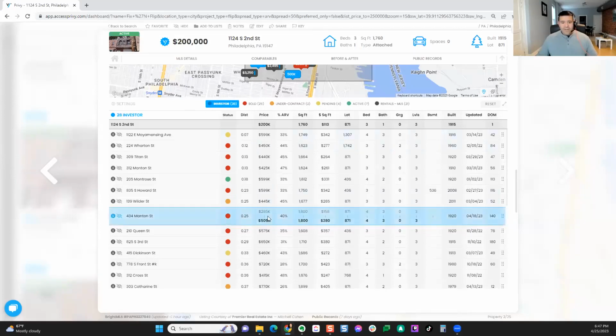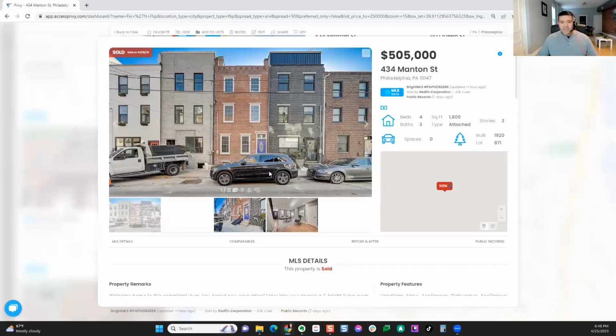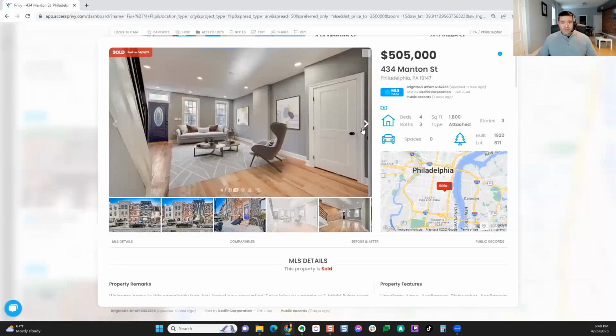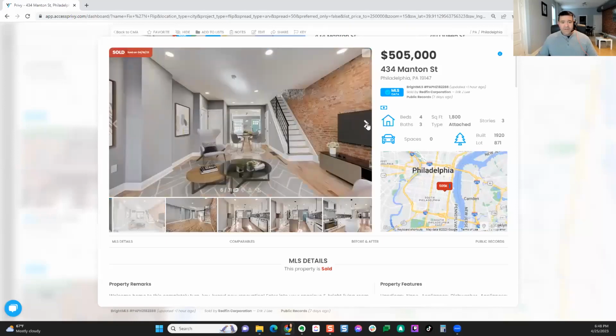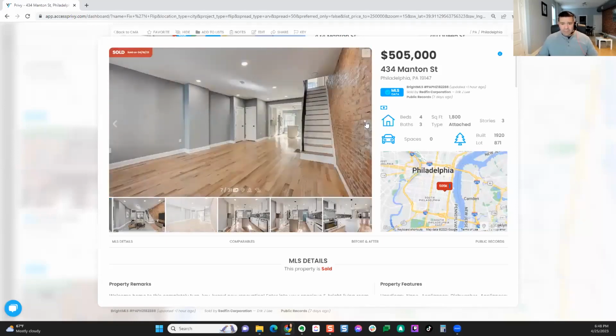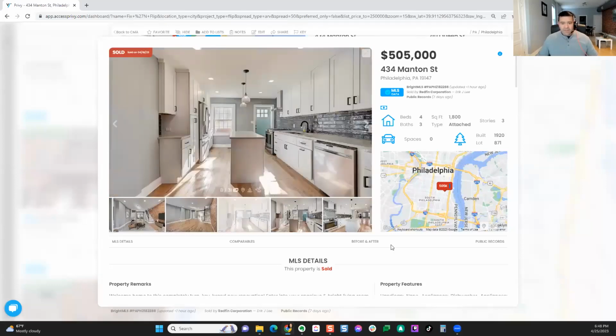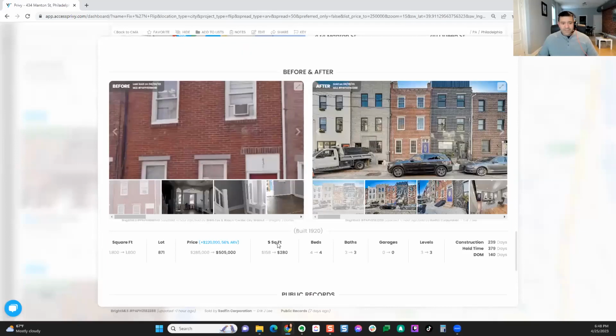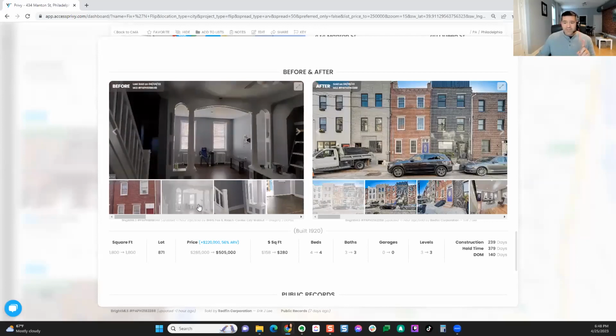And then check this out even. This guy right here that flipped this house, he bought his for $285,000. So he was literally willing to pay $85,000 more than we can get our property for. Actually, yeah, he sold it for 505. So come down here to the before and after. His was an on-market deal too, right?